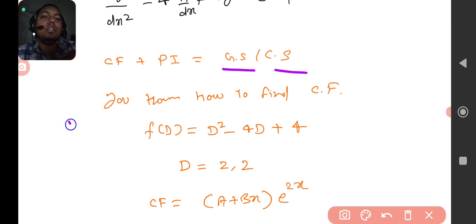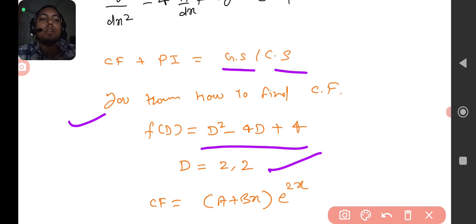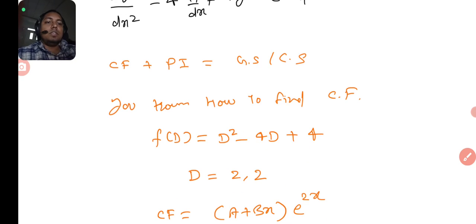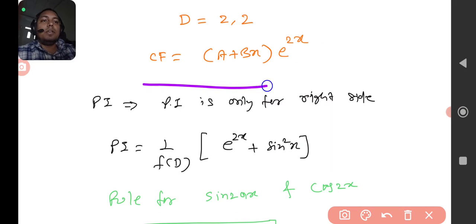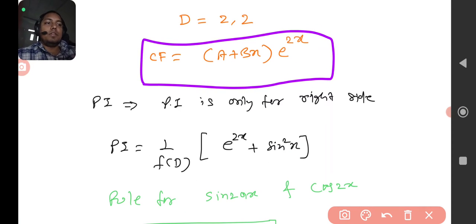You already know how to find the complementary function. From the left hand side you have to collect the auxiliary equation and then find the roots. You can see our roots are equal and they are real roots also. Because roots are equal and real, we can directly find the complementary function. So this is our complementary function.